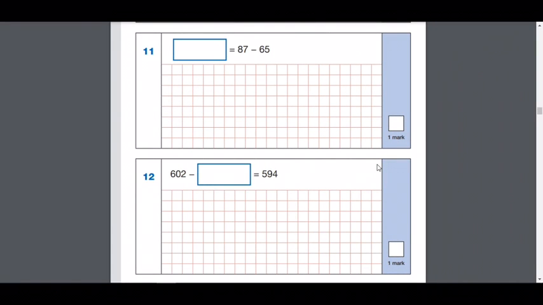87 take away 65. What do you add to 65 to get to 87? And then for number 12, they could use the column subtraction method like they could for number 11. It's about recognising that the two numbers are very close together, so what do you add to 594 to get to 602? It's just 8.